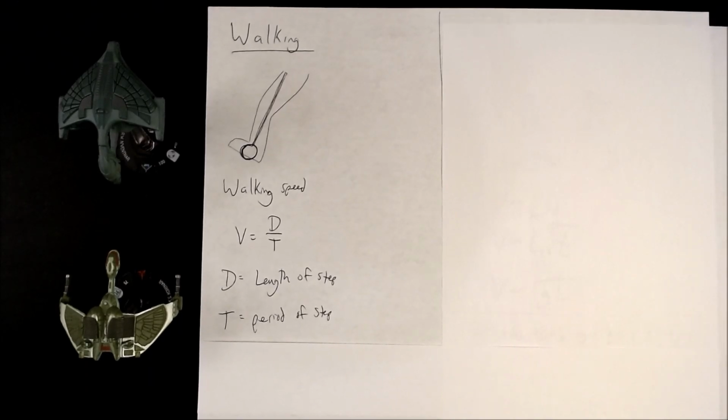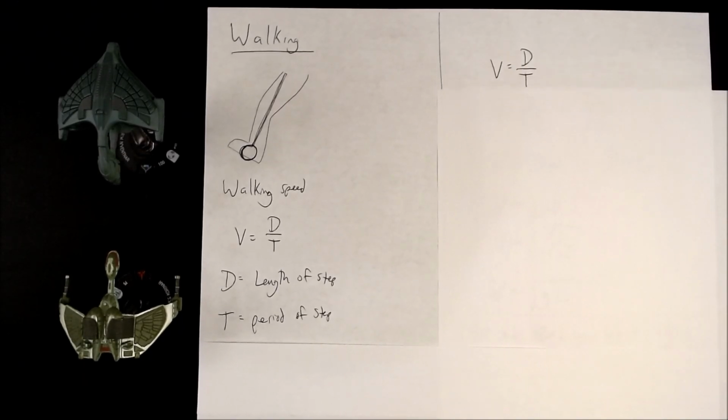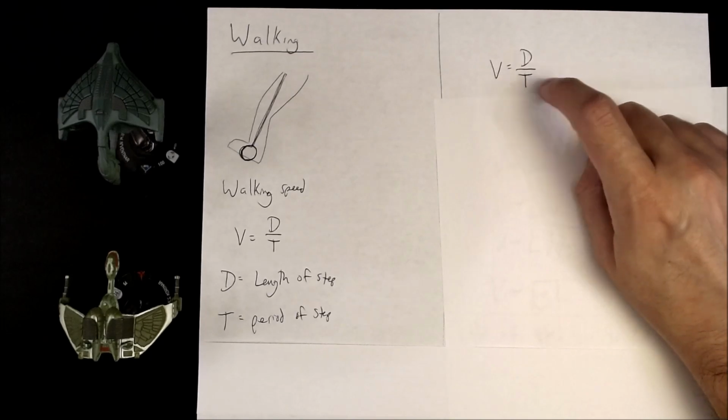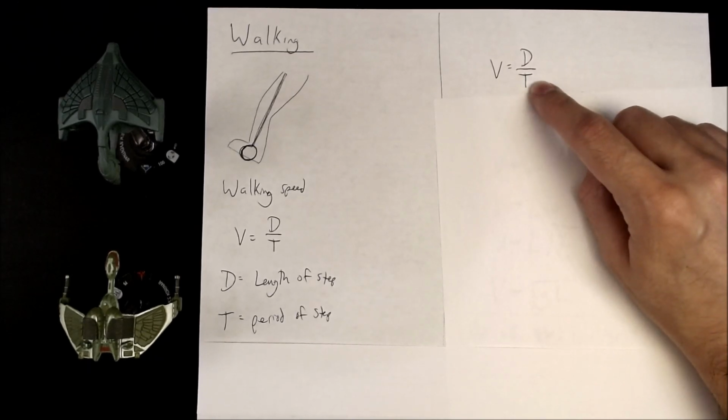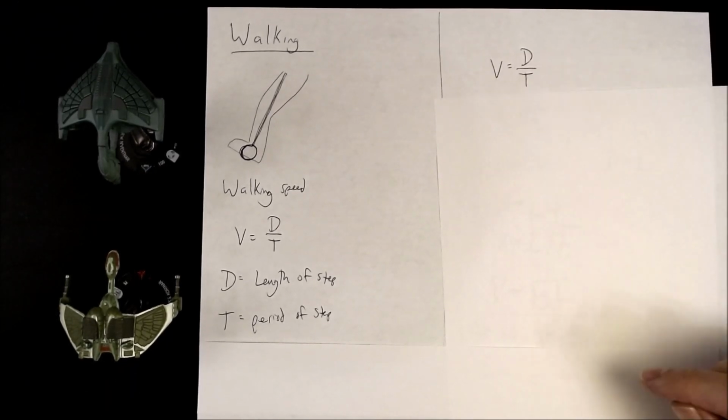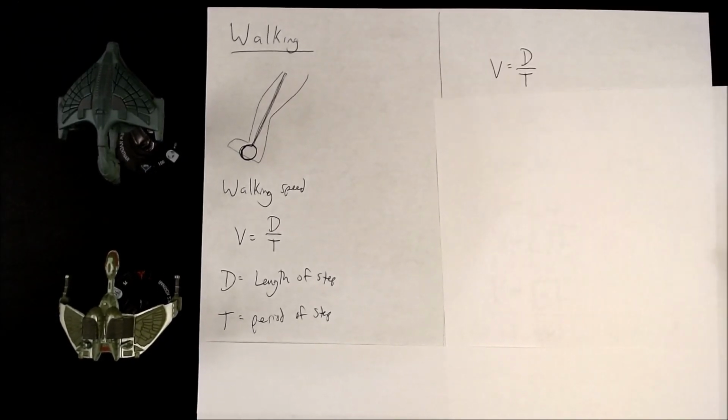What can we do with that? Well, we start with our velocity of our walking is equal to d, the length of our step, over t, the period of a step. So if you have a very long step, then you're going to be going very fast. If the period of your step is very short, then you're stepping very quickly, and so the t will be very small, and v will be very large, and vice versa.